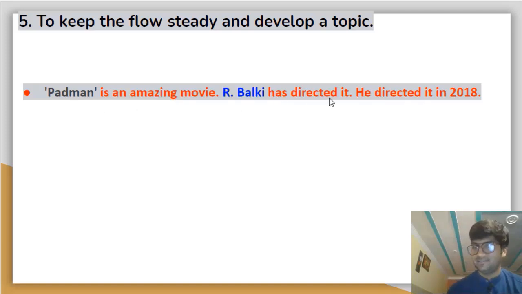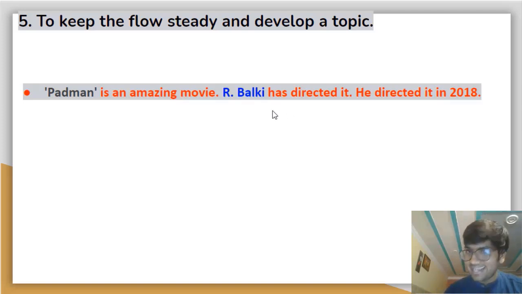R. Balki has directed it. In the second example, the focus has shifted to this person R. Balki. But again, we are talking about the movie. Okay, seems weird to do. He directed the movie in 2018. So all these sentences are talking about this movie Padman. But the second sentence and the third sentence focus on the person who directed the movie, not the movie itself. So we have to write these sentences in passive voice to focus on the movie, to make the movie the subject of the sentence, the focus point.